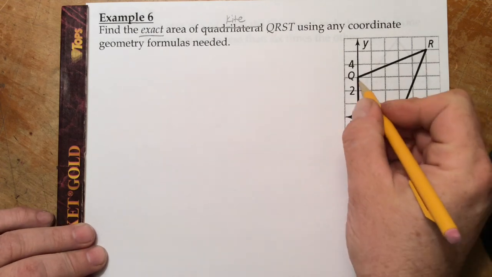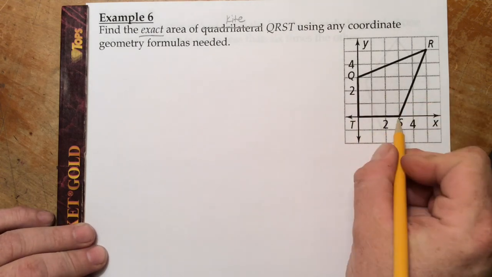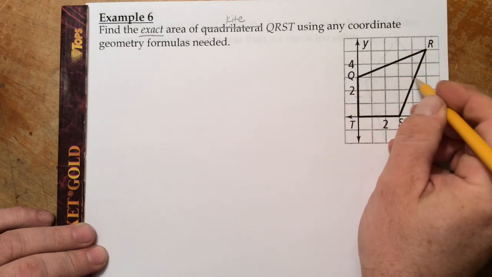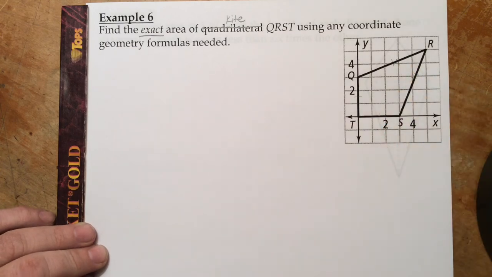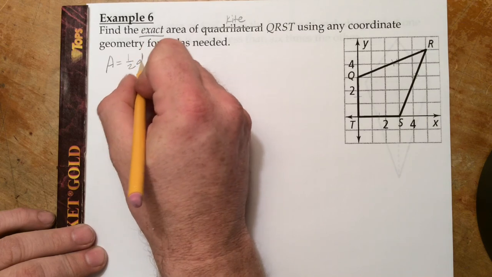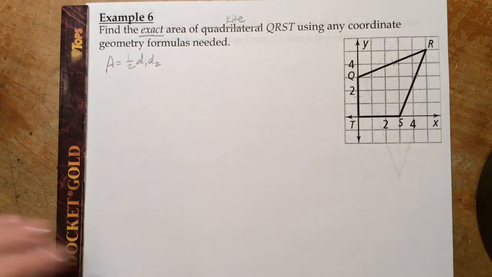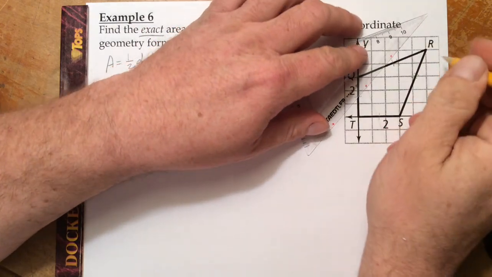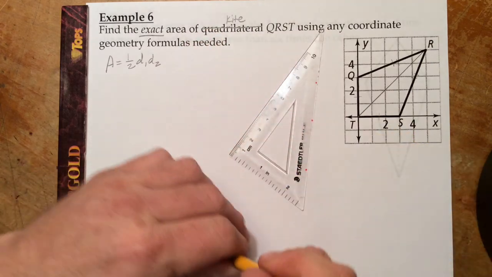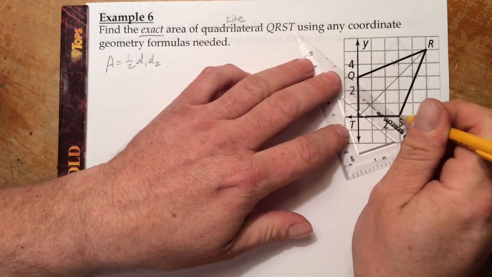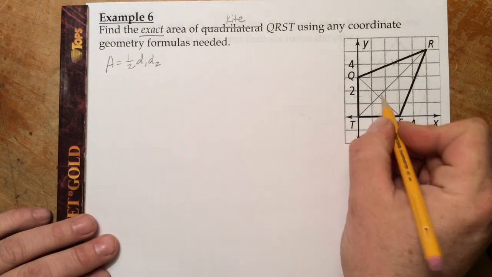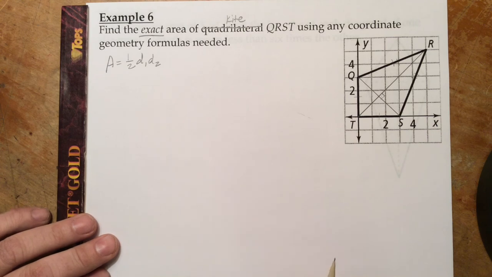And in this kite, notice QT and ST are congruent consecutive sides, and QR and SR are both congruent consecutive sides. To find the area, of course, we're going to need diagonals. So it's 1/2 times diagonal 1 times diagonal 2. We need to draw the diagonals, so take your straight edge and draw diagonal RT, and then draw diagonal QS. Remember, the diagonals in any kite are perpendicular to each other. We may or may not need that fact.